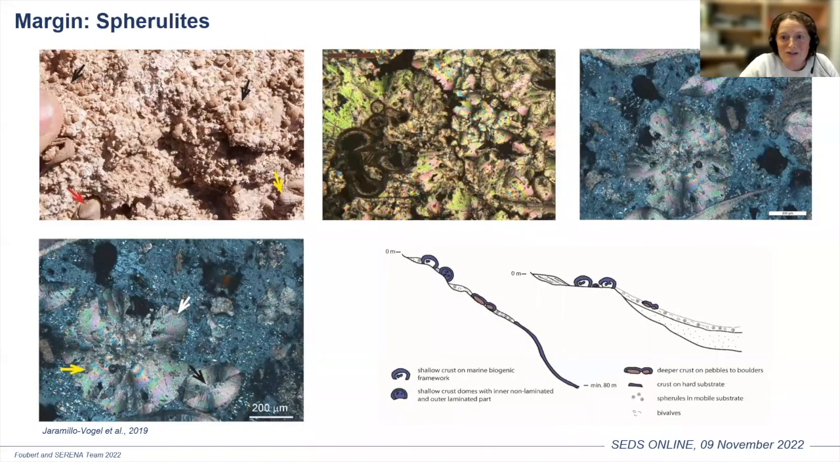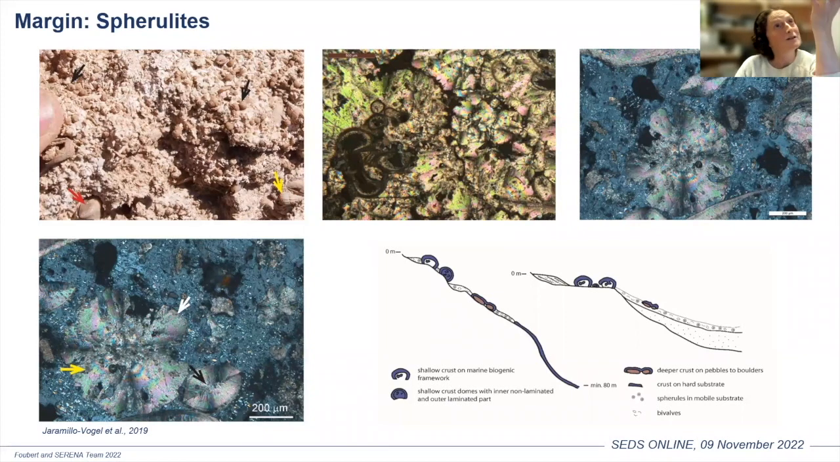Also, spherulites are interfingering with the crusts in the same stratigraphic layer again, together with specific bivalve assemblages dominated by, for example, Brachidontes, which you see here, and even also potamidid gastropods, which you see here with this yellow arrow. So this is all occurring in the same stratigraphic layer.